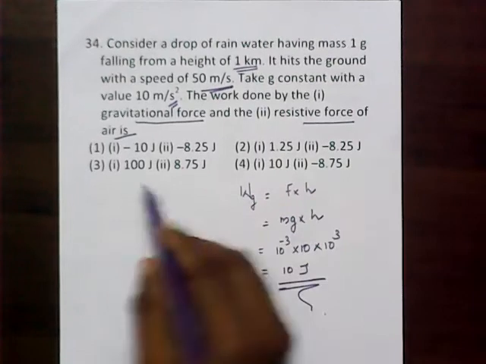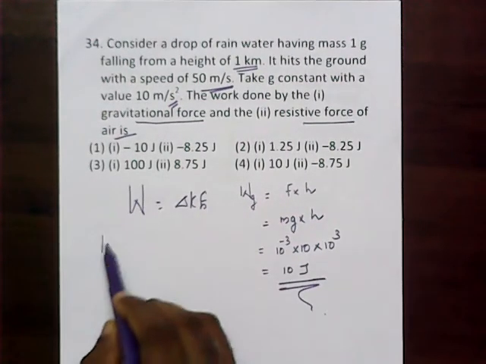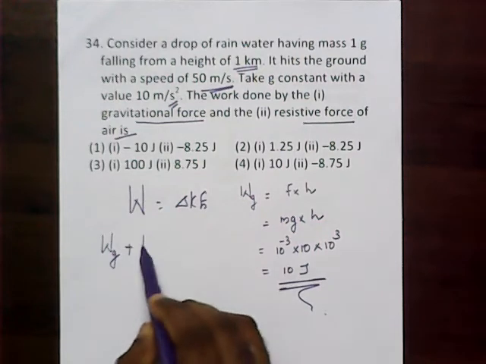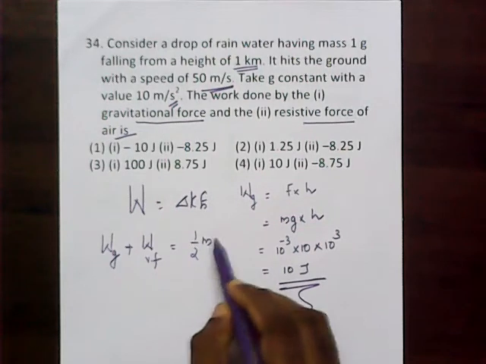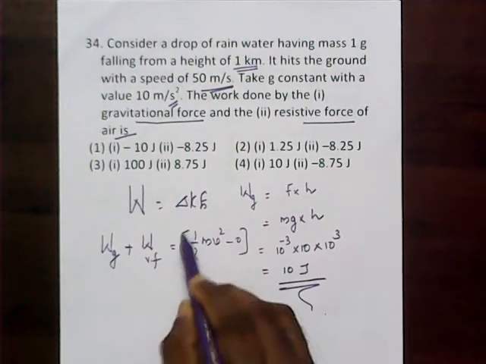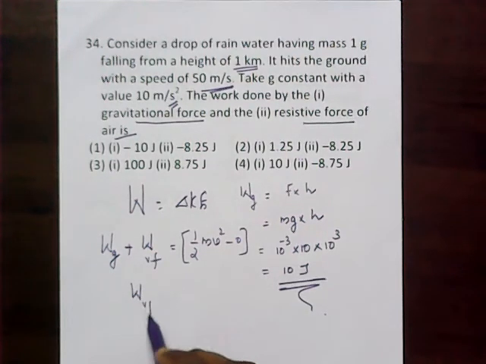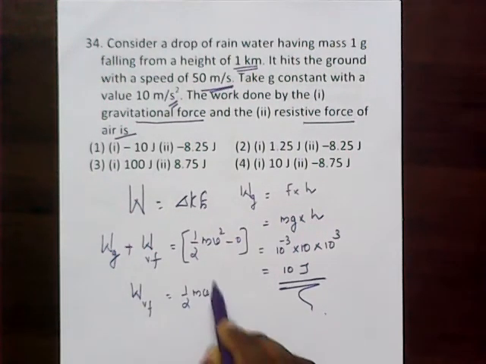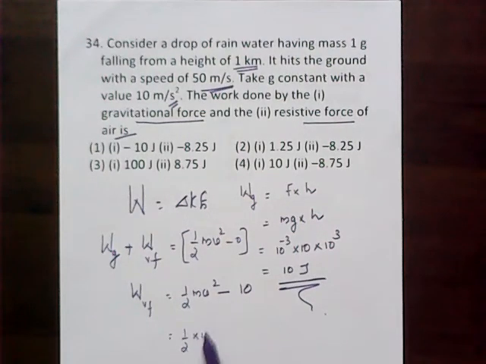But we know one concept. The total work done is nothing but equal to the change in kinetic energy. So the work done by gravity plus the viscous force is equal to the change in kinetic energy, final value minus initial. So based on that, the work done due to the viscous force is equal to half m v square minus the work done due to gravity. So half into 10 raised to minus 3 into 50 square minus 10. You get the value as minus 8.75 joule.